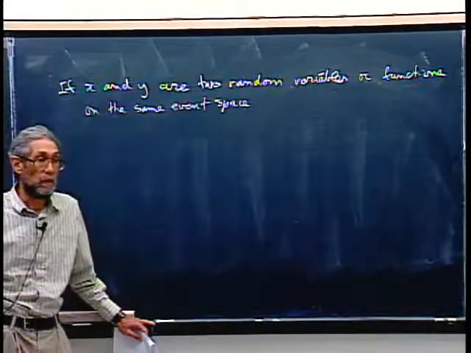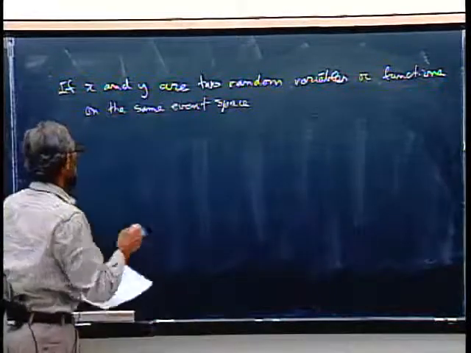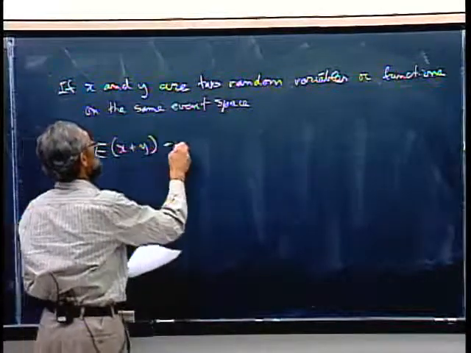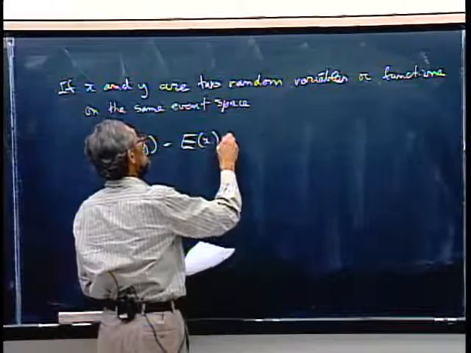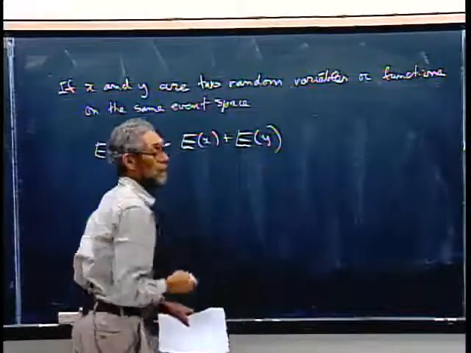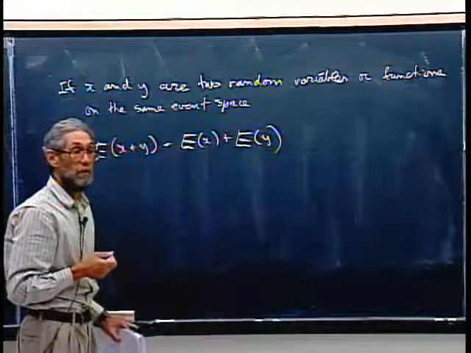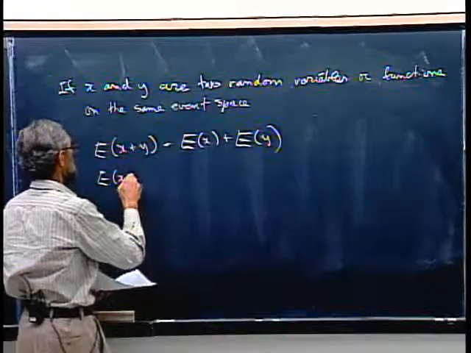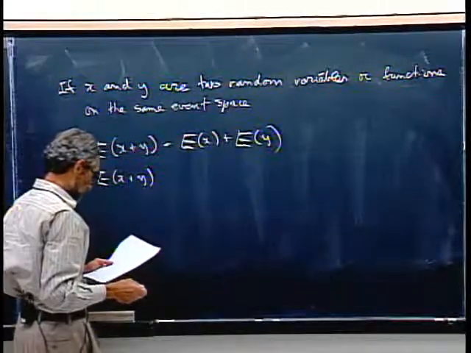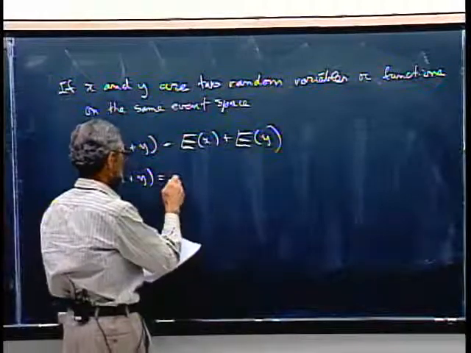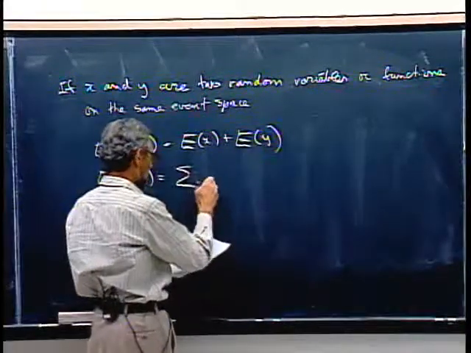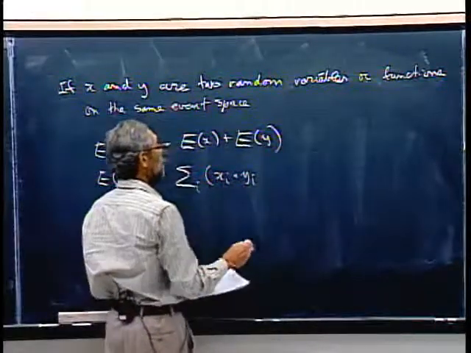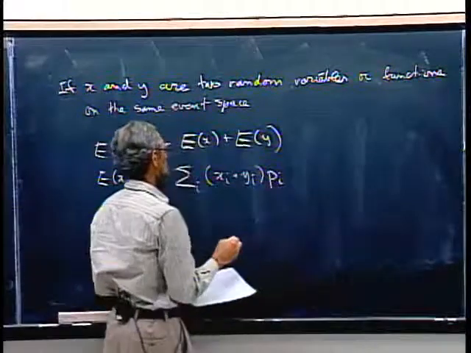And then what I want to show you is that the expectation of x plus y is the same as the expectation of x plus the expectation of y. And that's just algebra with the distributive law. Because E of x plus y we can write as the sum over i of the xi plus yi we get from the ith outcome, times the probability of the ith outcome.